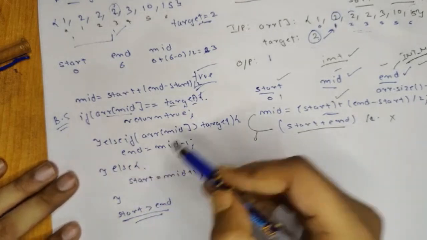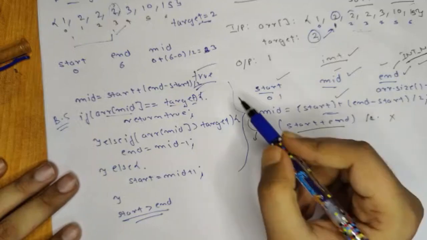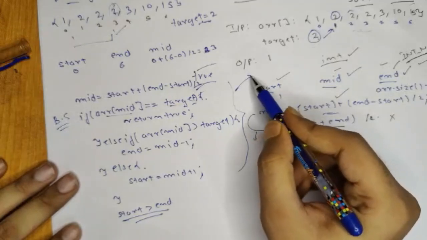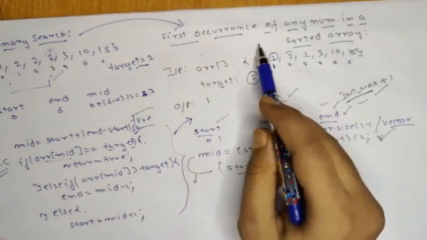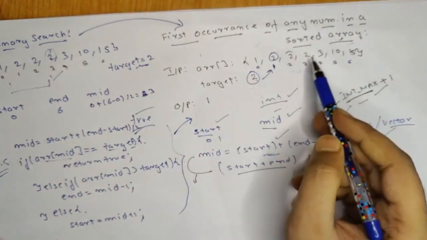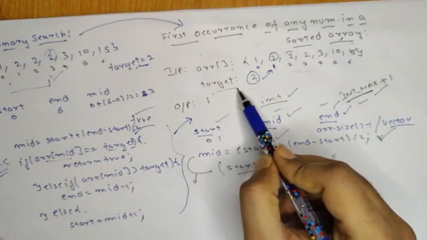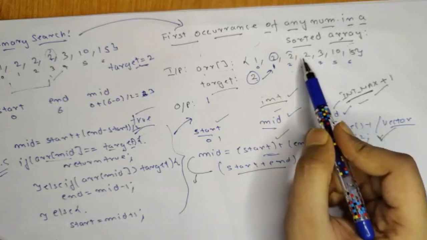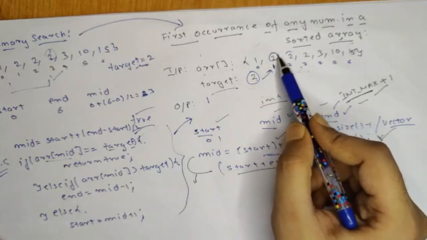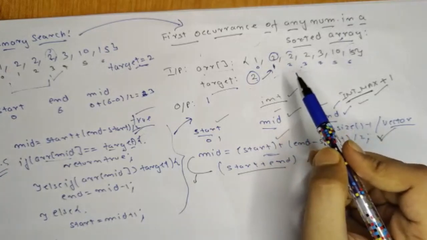So what changes can we perform in this code to solve this question? What was the question? First occurrence of a number in a sorted array. We will be given an array and a target value. First of all, we have to find whether it is present or not, and then return the index of its first occurrence in that array.